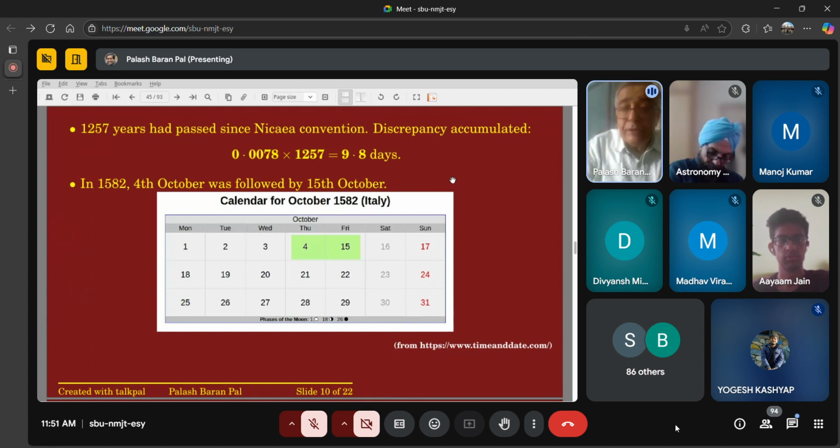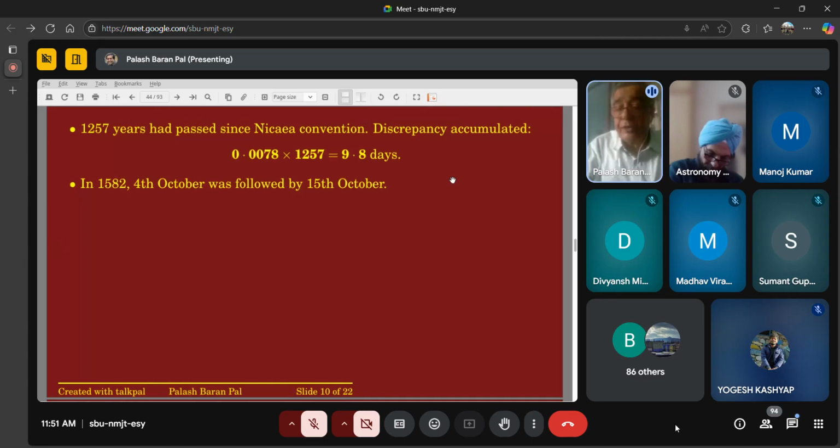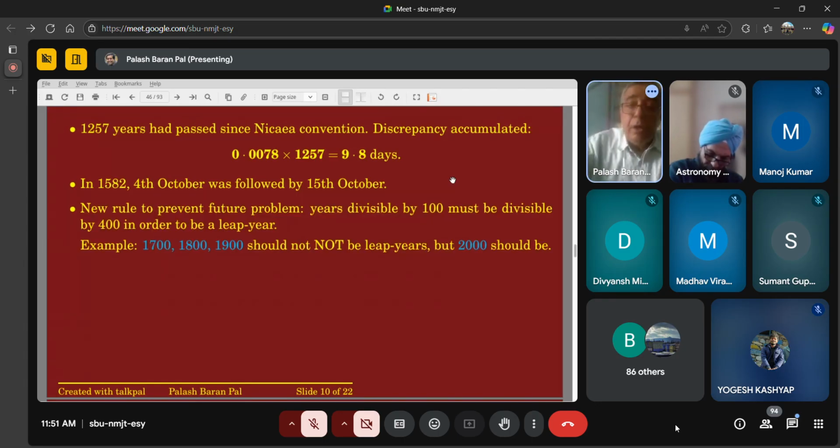Anyway, so that was Gregory's correction, but that's not all, because you have to prevent this discrepancy accumulation for the future. So a new rule had to be there to prevent future problems. And the rule was like this: the years divisible by 100, which according to Julius's rule would have been leap years because they are obviously divisible by 4, now the new rule is that if the year is divisible by 100, it will also have to be divisible by 400 in order to be a leap year. So for example, 1700, 1800, 1900 should have been leap years according to the Julian calendar, but not leap years in the Gregorian calendar. But 2000 was a leap year.